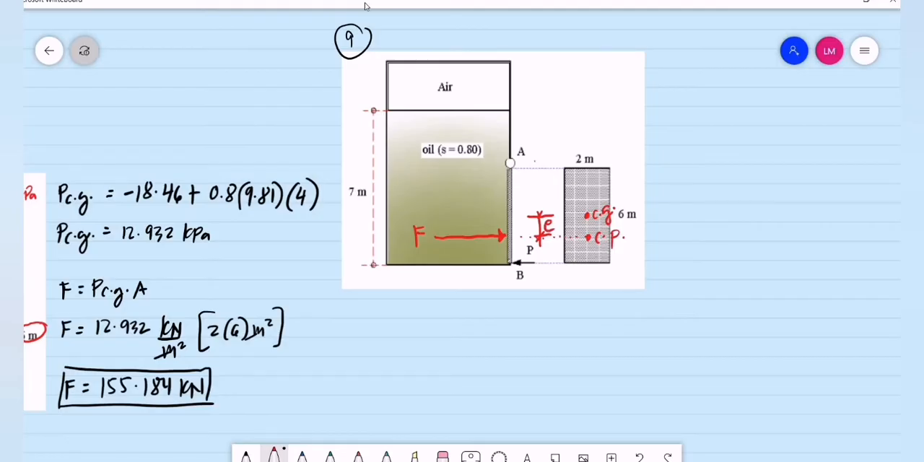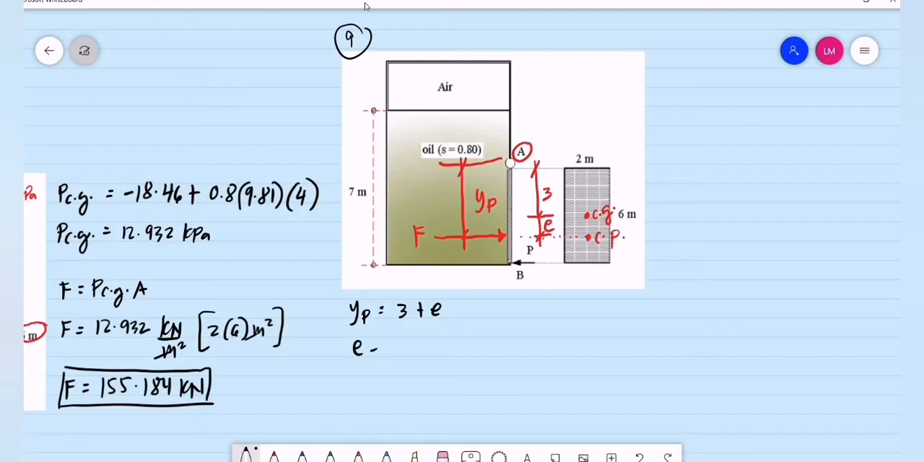If this is point A, that is the upper portion of the gate, we know that this is the center of gravity, mid-height, that is 3 meters. So let's say we are looking for this distance, y sub p, the distance of the force from point A. What is the equivalent of y sub p? Y sub p is equal to 3 meters plus the eccentricity.